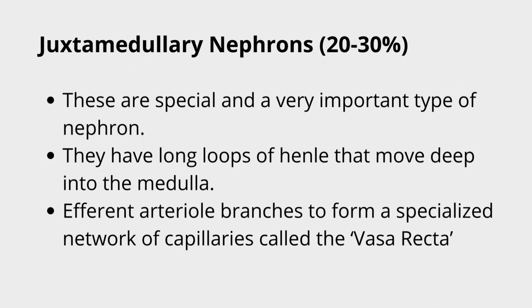The juxtamedullary nephrons on the other side form 20 to 30% of all the nephrons in your kidneys. But these are very special, very important nephrons. These are the most important nephrons and you need to know about them. They have long loops of Henle that move deep into the medulla. The efferent arteriole branches to form a specialized network of capillaries called the vasa recta. Since these nephrons themselves are special, they will have specialized capillaries called the vasa recta. Their loops of Henle move very deep into the medulla, almost reaching the pelvic tip.